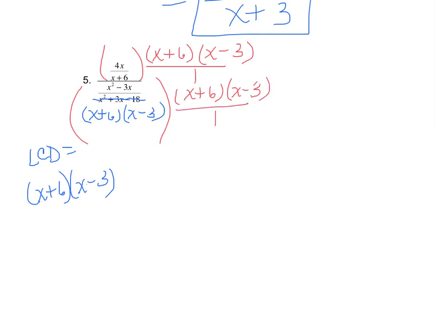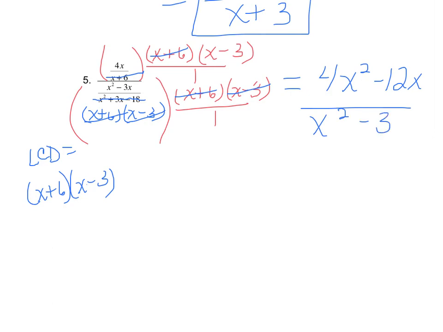All right, let's see what I can cancel. On the top, it's an x plus 6 for an x plus 6. On the bottom, it's an x plus 6 for an x plus 6 and an x minus 3 for an x minus 3. So now I've gotten rid of all my extra denominators, so we're going to see what we have left over. Okay, on the top we have 4x times x minus 3 will give us 4x squared minus 12x. On the bottom we have x squared minus 3x times everything else got canceled out, so it's x squared minus 3x.